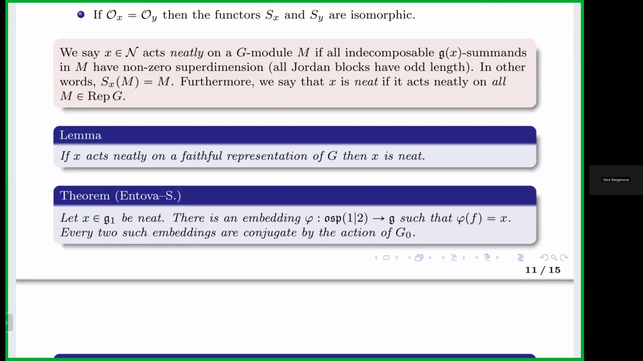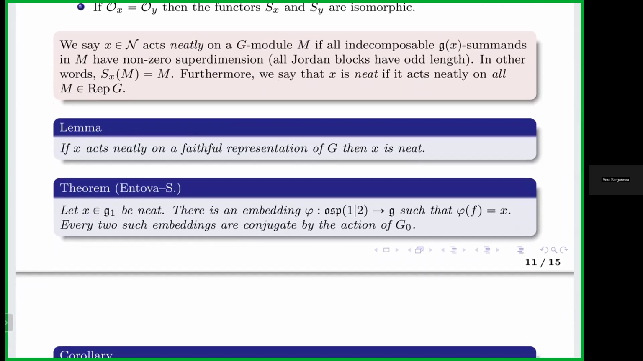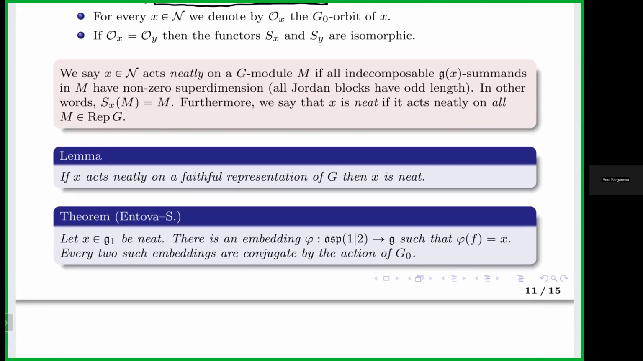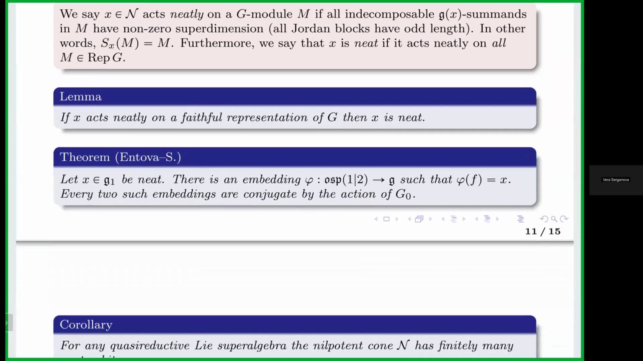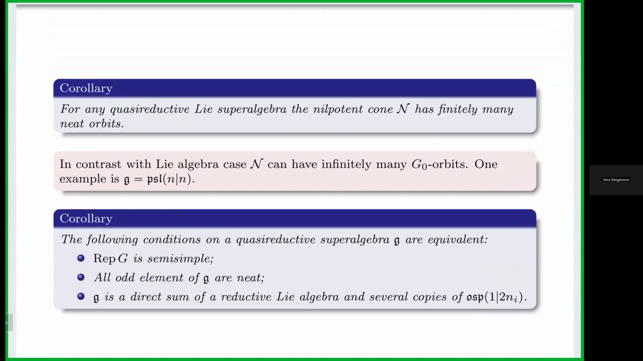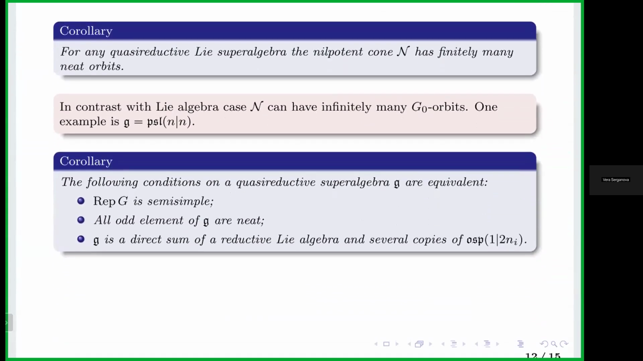It's sufficient to check that x acts neatly on all representations of G by applying it to one faithful representation of G. And then we have this analog of the Jacobson-Morozov theorem: if x in G1 is neat, then there exists an embedding of OSP(1|2) into G, and this embedding is unique up to conjugation by the algebraic group G0. So there are many corollaries. For example, for any quasi-reductive Lie superalgebra, the nilpotent cone has finitely many neat orbits.